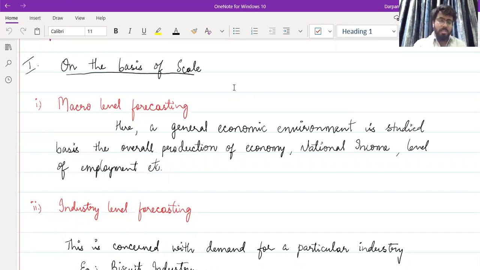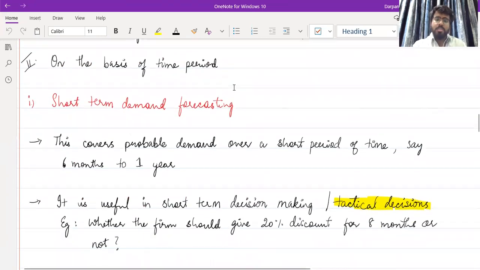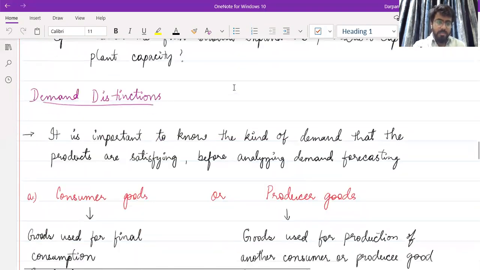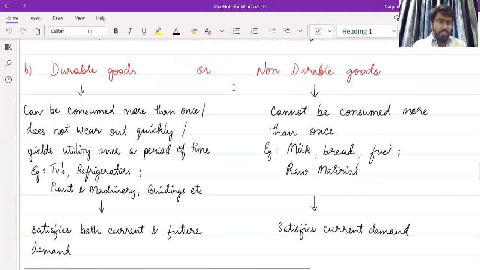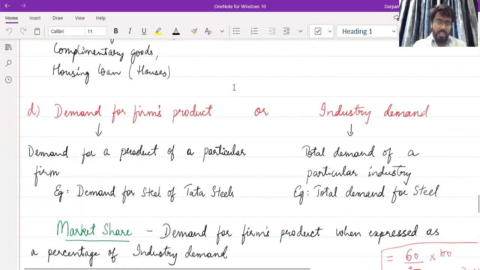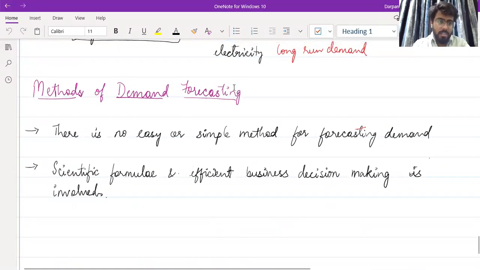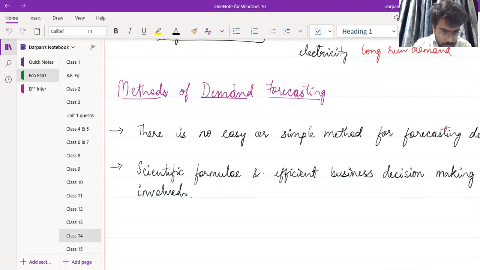Firm level forecasting. Then on the basis of time period, it can either be short term demand forecasting or long term demand forecasting. What are short term used for? Short term are used for short term decision making or tactical decisions. Long term is used for strategic decisions, which are long term decisions, correct? Demand distinctions I'm not discussing, it's very, very easy. Then methods. Come to the methods, we'll see each method quickly.